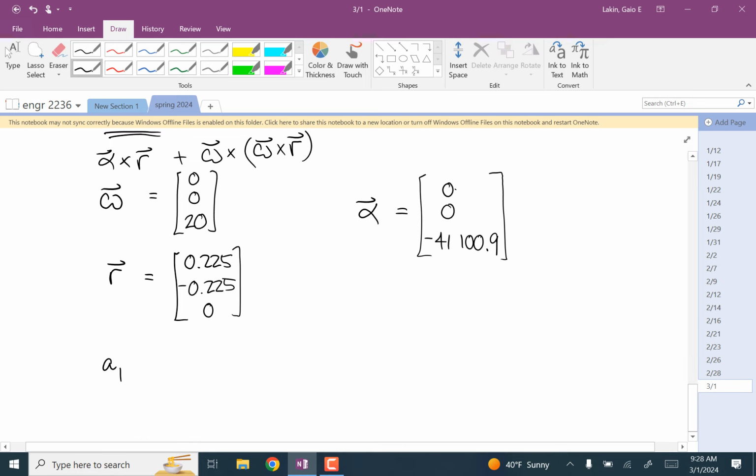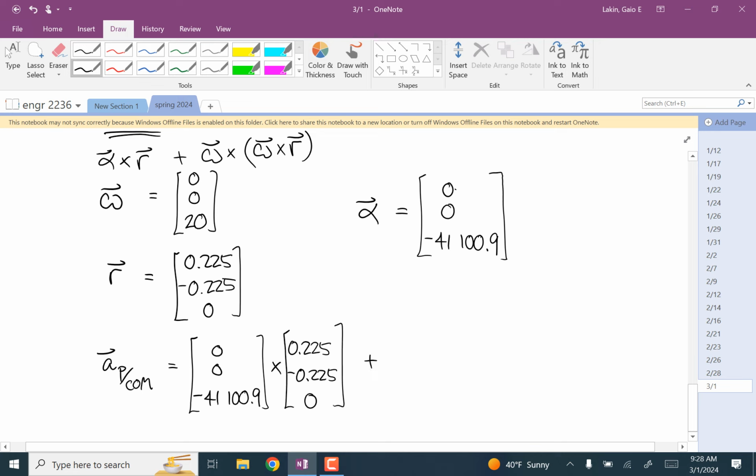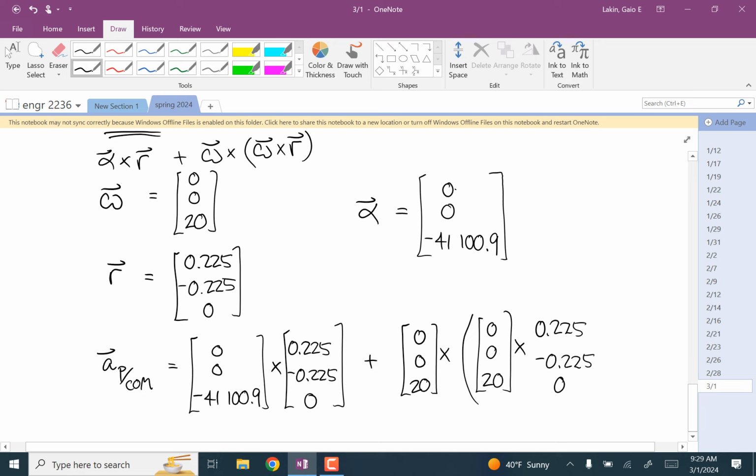And so the acceleration of P relative to the center of mass is equal to 0, 0, negative 41,100.9 crossed with 0.225, negative 0.225, plus 0, 0, 20 crossed with the quantity 0, 0, 20 cross 0.225, negative 0.225.